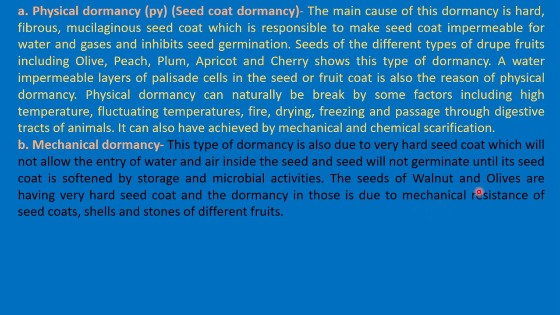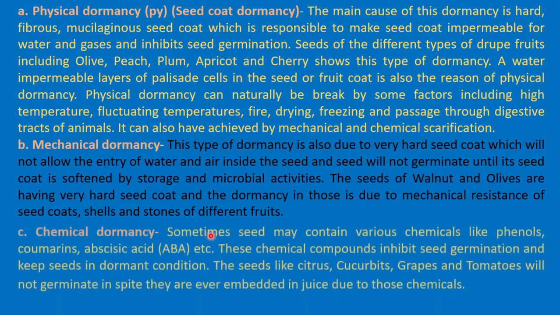The seeds of walnut and olives have a very hard seed coat, and the dormancy in those is due to mechanical resistance of the seed coat, cells and stones of different fruits. So this particular dormancy is known as mechanical dormancy.